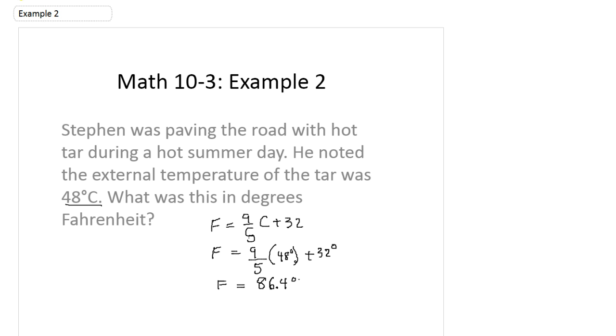But we also have to add our 32, because what they consider freezing is 32 degrees. So we take that, add our 32 degrees, and we get 118.4 degrees Fahrenheit. So really, really warm. Okay, let's look at one more example.